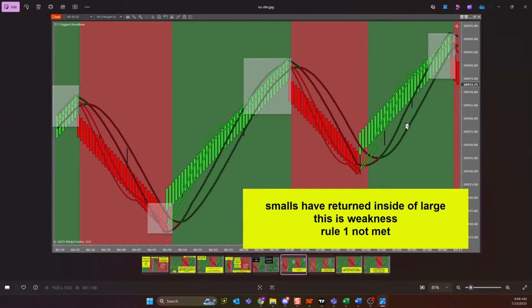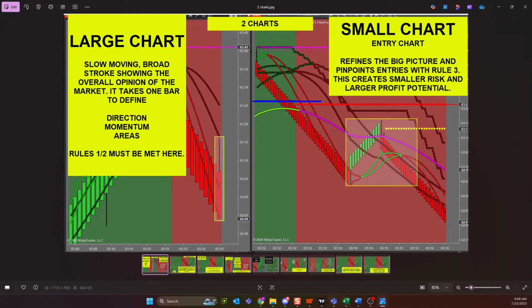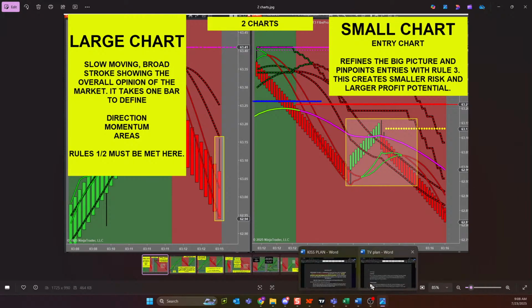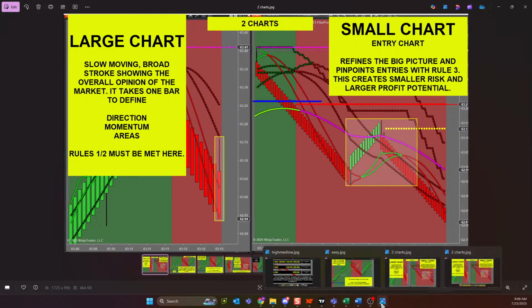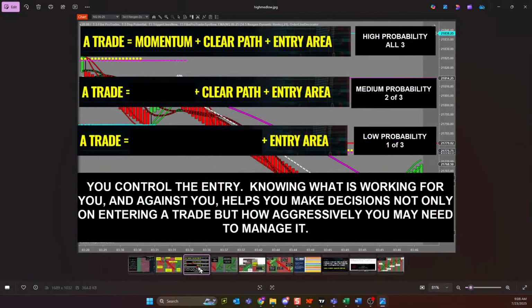So once you have momentum, guys, it's really important that you make sure there's nothing in the way. That's going to be the second advantage from your large chart. And when we look at a large chart, whoops, that's the wrong picture. Sorry, I'm stacking too many pictures here.